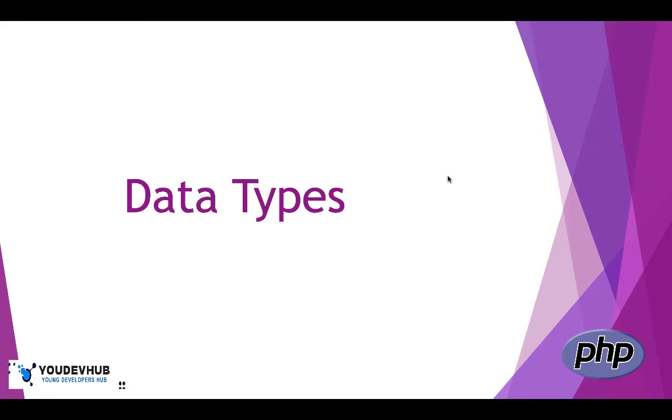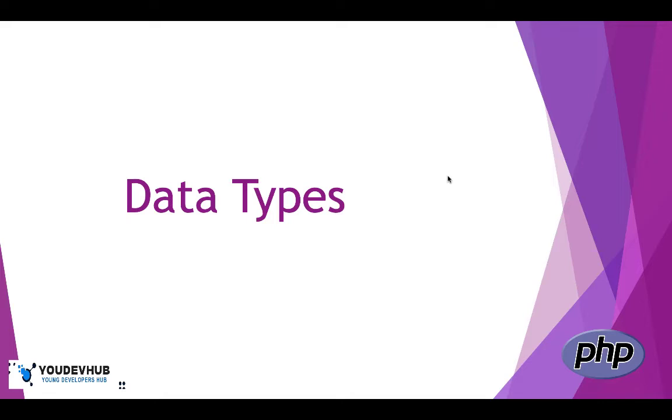Welcome back everyone. Today we're going to be talking about data types. In our previous classes we talked about echo, print, commenting a line of code, and also variables, where we have the global variable and the local variable, and different ways of using our global and local variable scope. Now today we'll be talking about data types.